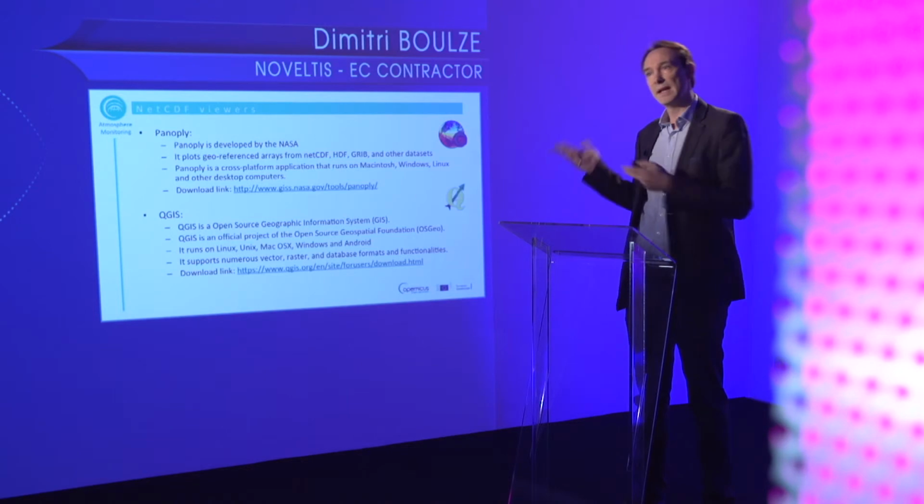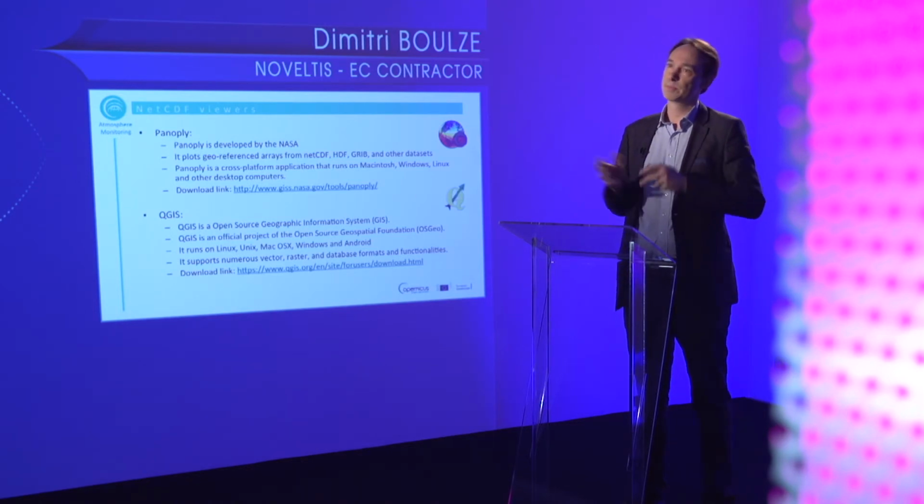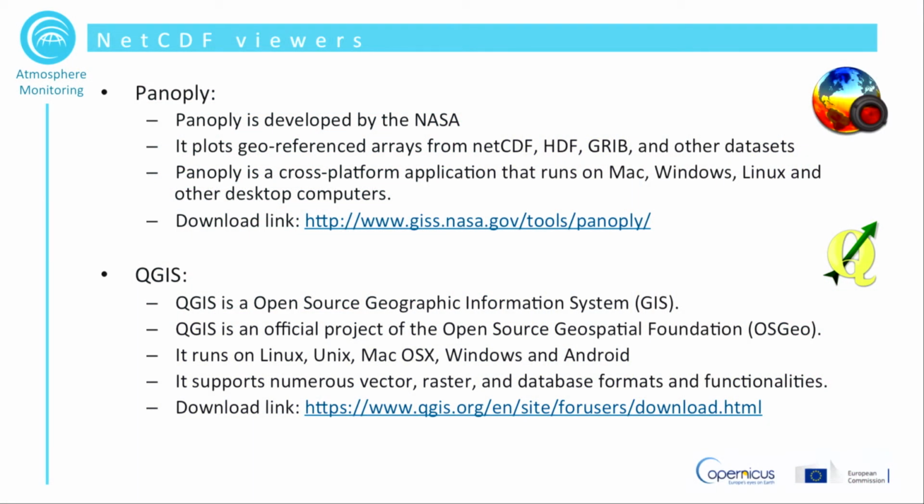To visualize this netcdf product, because it's a specific data format, I suggest using one of these 2 viewers. The first viewer is Panoply. It is developed by NASA and plots georeferenced arrays from netcdf, HDF, GRIB, and other types of dataset formats. Panoply is a cross-platform application that runs on Mac OS X, Windows, Linux, and other desktop computers. You can download it from the link provided in the slide.